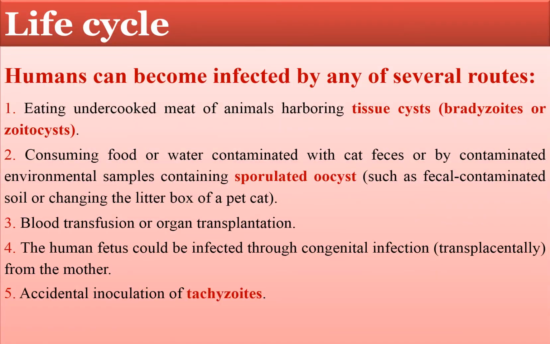Humans can become infected by any of several routes. 1. Eating undercooked meat of animals harboring tissue cysts, which are called bradyzoites or zoitocysts. 2. Consuming food or water contaminated with cat feces or by contaminated environmental samples containing sporulated oocysts, such as fecal contaminated soil or changing the litter box of a pet cat.